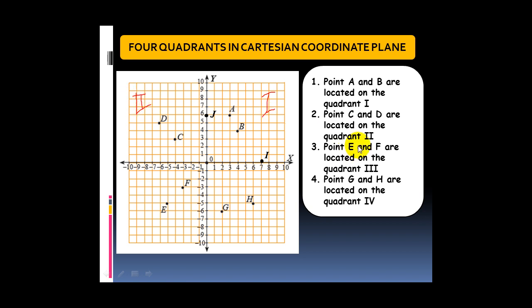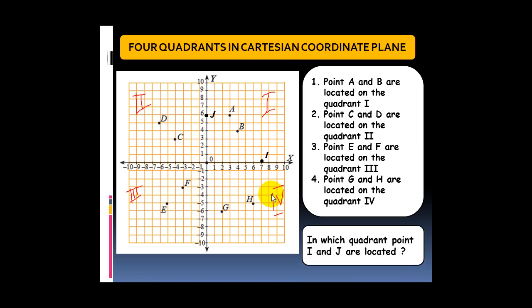And then point E and F are located on quadrant 3. And then the last point G and H are located on quadrant 4. Bottom right area. Okay, there are 4 areas: 1, 2, 3, 4 on the Cartesian coordinate plane.